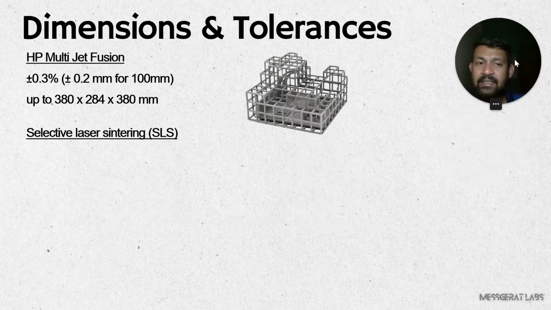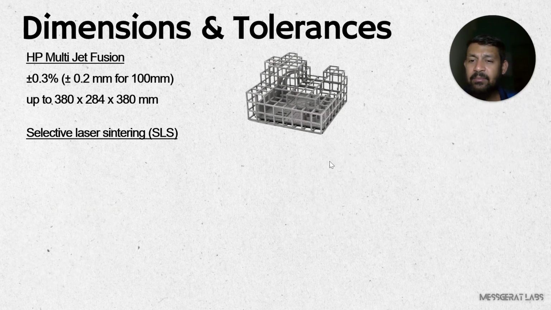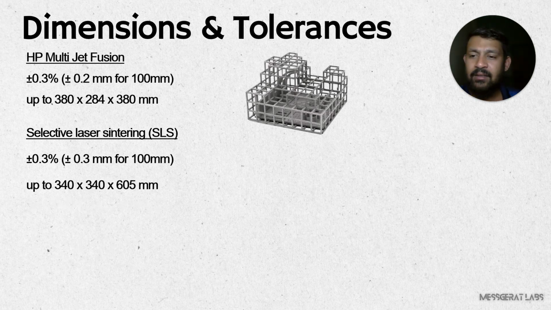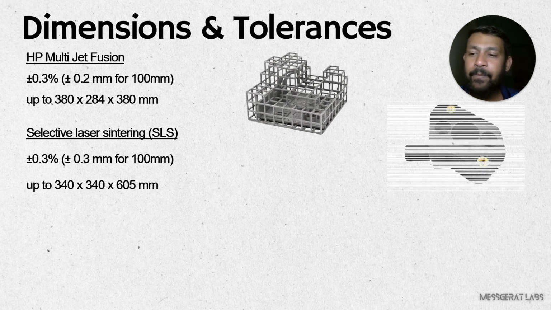In selective laser sintering, again, we see that similar tolerances can be achieved, around plus minus 0.3%, but it is slightly on the higher side when we talk about tolerance for SLS. For 100 mm, we get plus minus 0.3 tolerance, which is a bilateral tolerance. Then the maximum part that can be made in SLS is around 340 into 340 into 605.